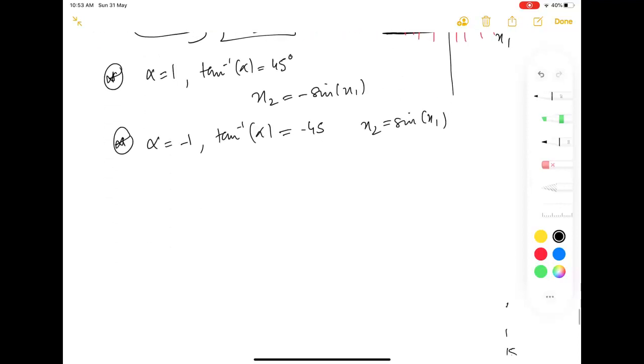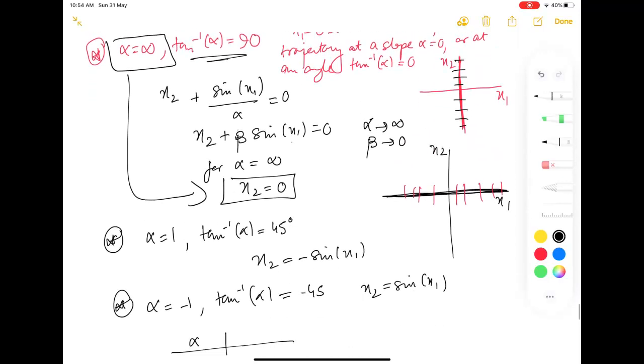Now let us consolidate these results here in a table and draw the isoclines. So you have different values of alpha. The first value of alpha that we took was alpha is equal to 0.